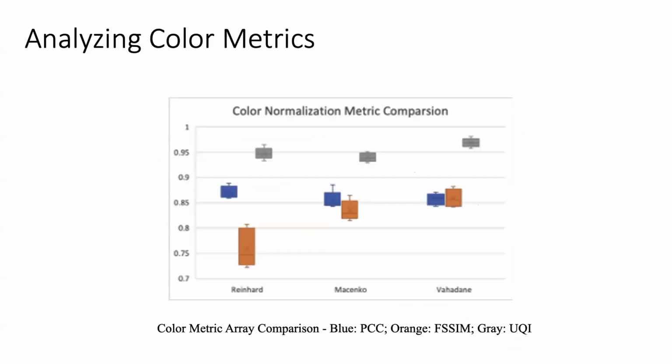Looking at the average values of the color metrics, we can see that the Vahadane algorithm generally boasts the highest average values, at least for the universal quality index and the functional similarity index metrics. I deduced that this could potentially mean that the Vahadane normalized dataset could be of higher quality and that could potentially lead to better segmentation results.